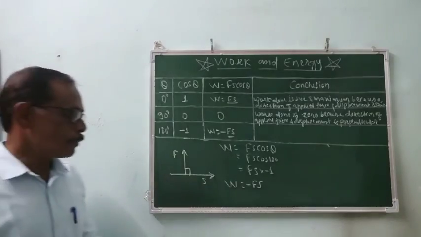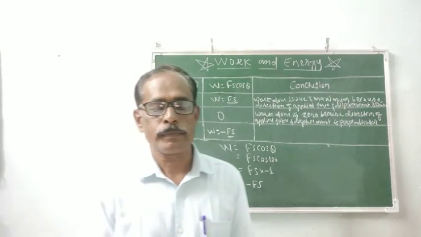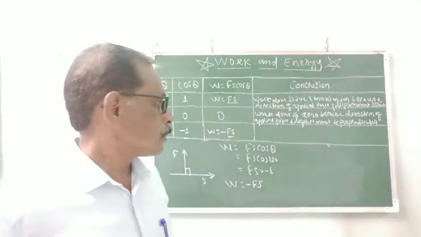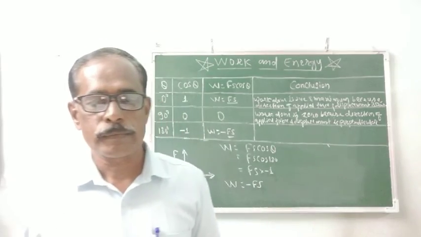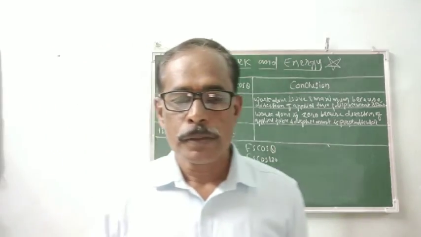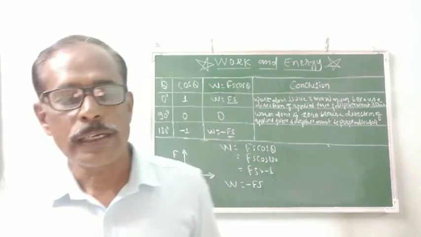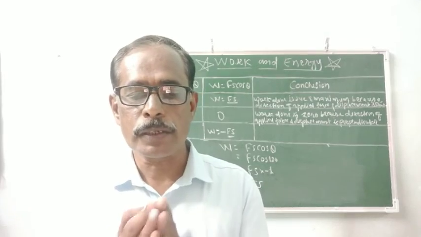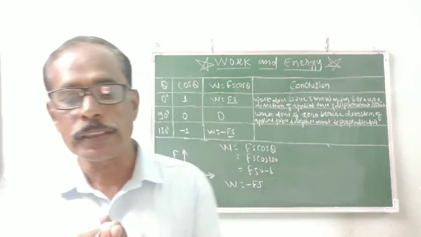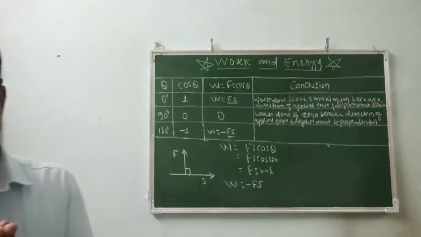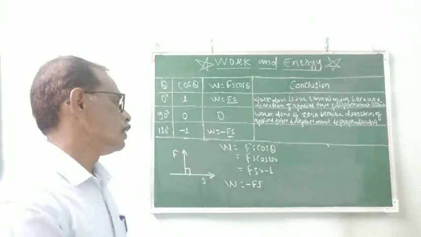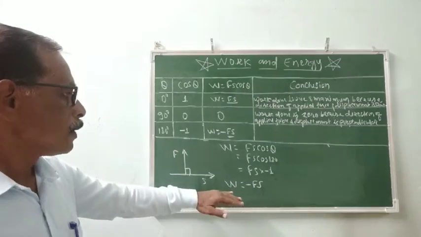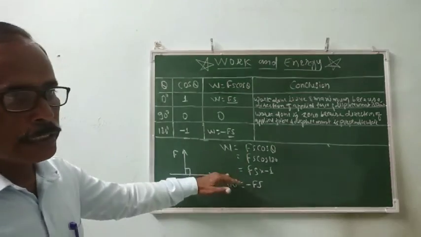Here work done by the force is negative. Here, what is the conclusion about it? The work done is negative and it is a minimum. Why it is a minimum? Because the displacement is in the opposite direction to the applied force. In this condition, work done is negative and minimum.